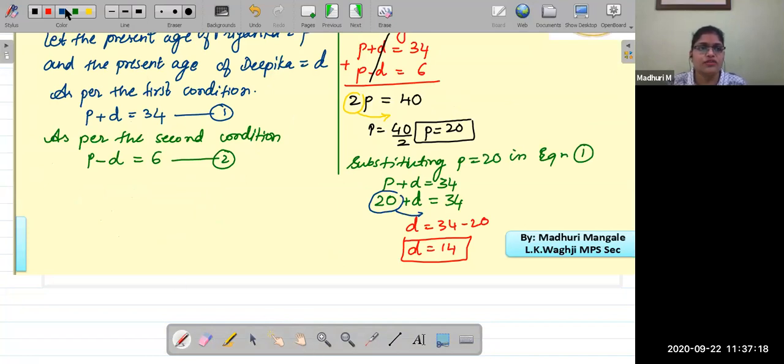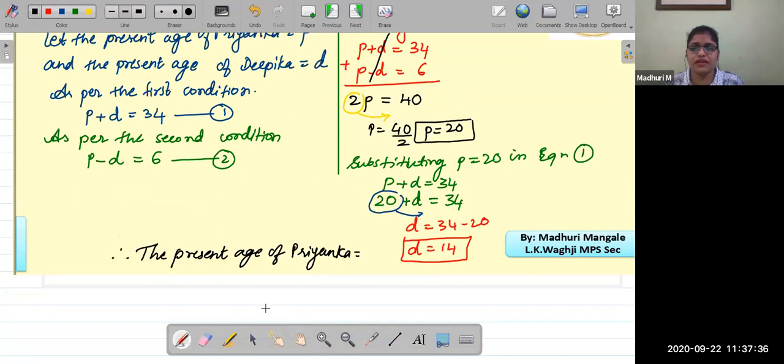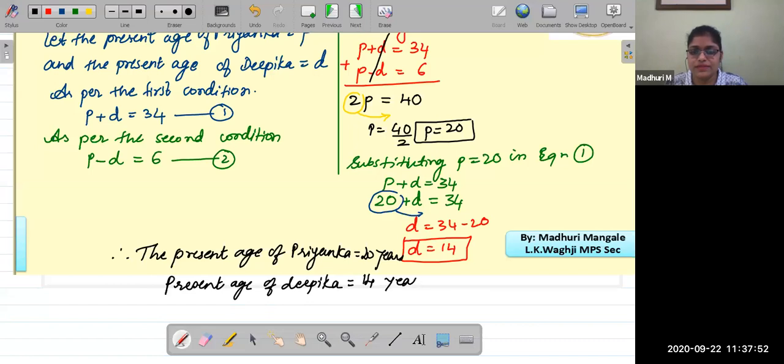And then we are going to just sum up or conclude this problem stating the ages. Therefore, the present age of Priyanka is equal to 20 years, and the present age of Deepika is equal to 14 years. Correct? So that completes this problem.